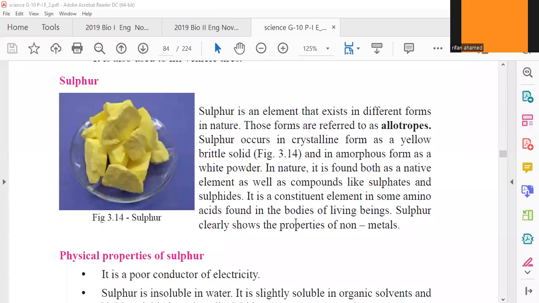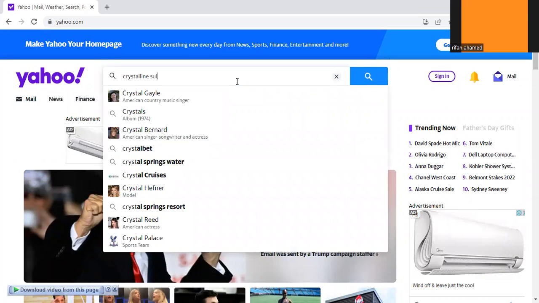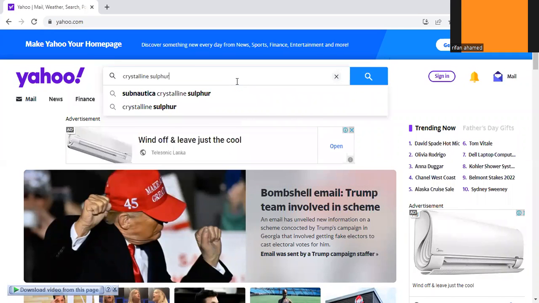Here, today it is chemistry of sulphur. Sulphur, if you consider, you can see this picture. On a watch glass, some sweet item like material, that is sulphur. Sulphur in nature occurs in two different forms. One form of sulphur is called crystalline sulphur.